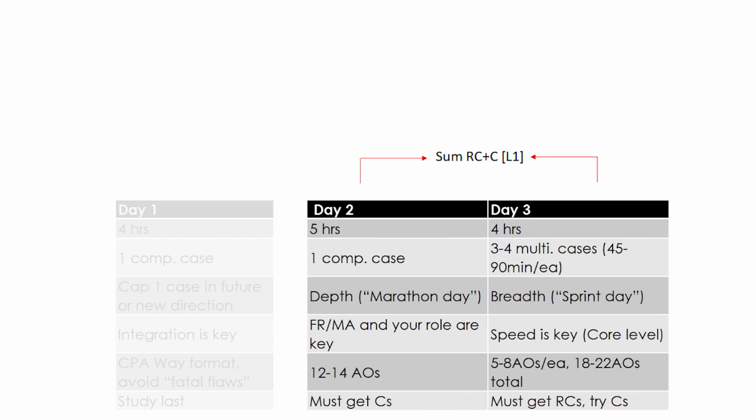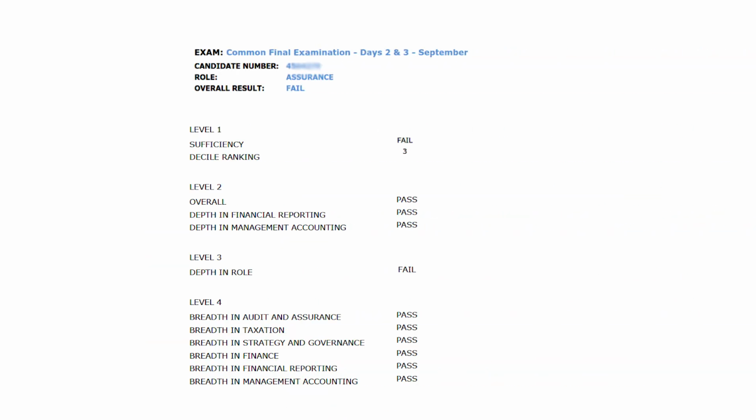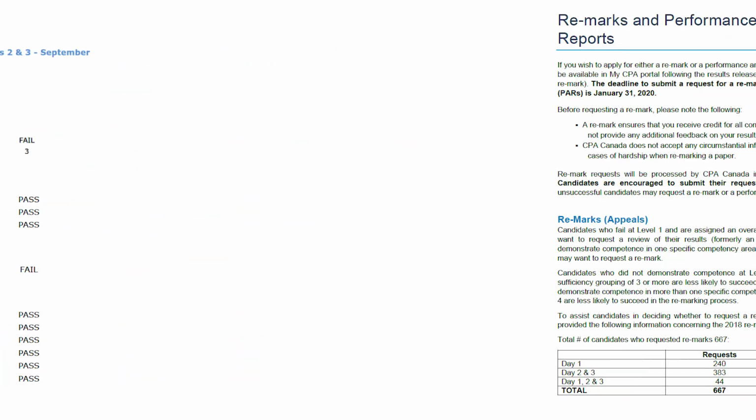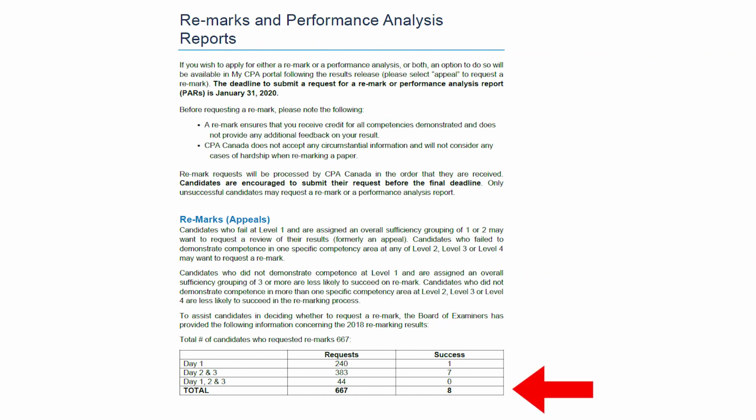If you don't clear level 1, then you automatically fail CFE days 2 and 3. For level 1 only, if you fail, you don't get a decile ranking. The decile ranking shows how close or far you were from passing level 1. Decile 1 means you were close, decile 10 means you were far. This decile ranking is meant to help you decide if you should appeal the exam, but since the appeals have only 1% chance of success, I generally don't recommend appealing at all.